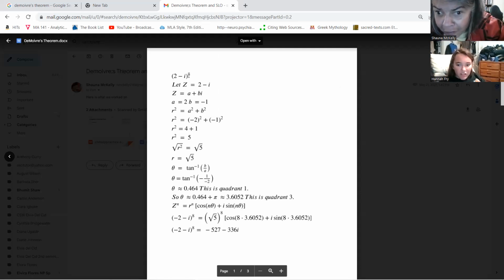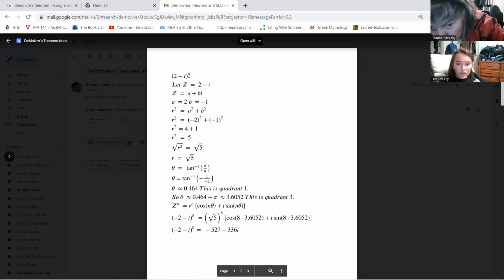It turns out that if you want to take a complex number to a power or a root, De Moivre's theorem is better. De Moivre's theorem says something slightly different for a power like this question than it does for a root or an angle. So that's what this is for.